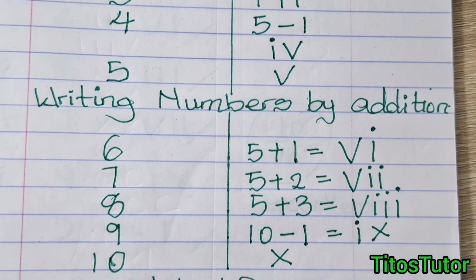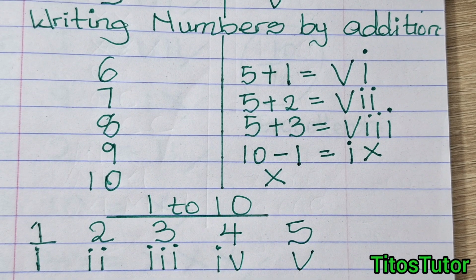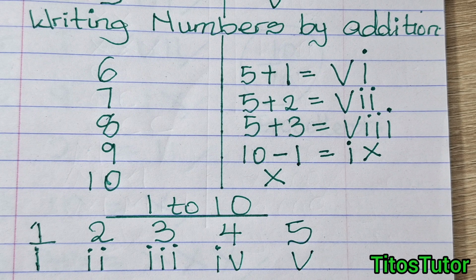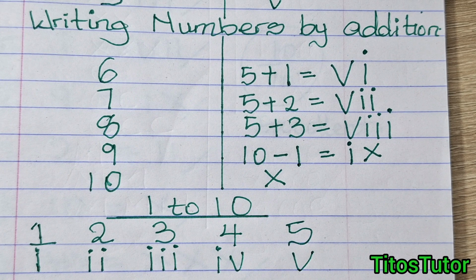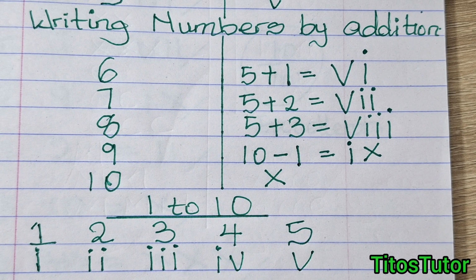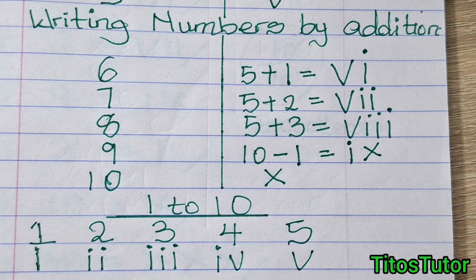Writing numbers by addition. 6 is the next number we're going to write, which is 5 plus 1. So we're doing Roman numeral formation by addition. So the bigger Roman numeral comes first, which is 5. So V comes first, then I. I is being added to V to make 6. So 6 is VI. 7 is 5 plus 2, which is VII. 8 is 5 plus 3, which is VIII.